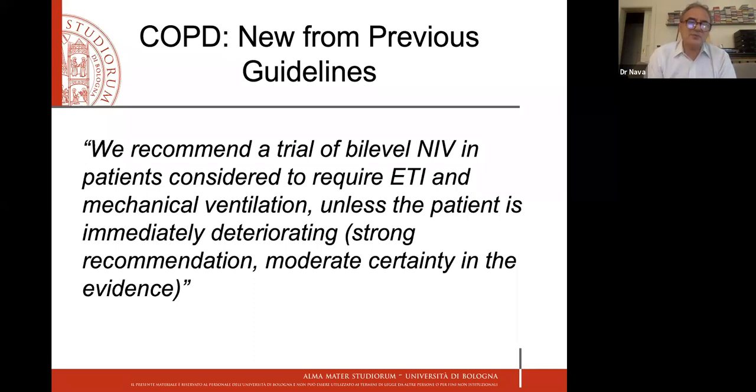And we ended up recommending always a trial of bilevel NIV in patients considered to require endotracheal intubation and mechanical ventilation, unless the patient is immediately deteriorating. So if a patient is gasping for air, is in respiratory arrest, there is no doubt that you need to intubate the patient. But even if the patient is very severely acidotic or very severely hypercapnic, why don't you try?